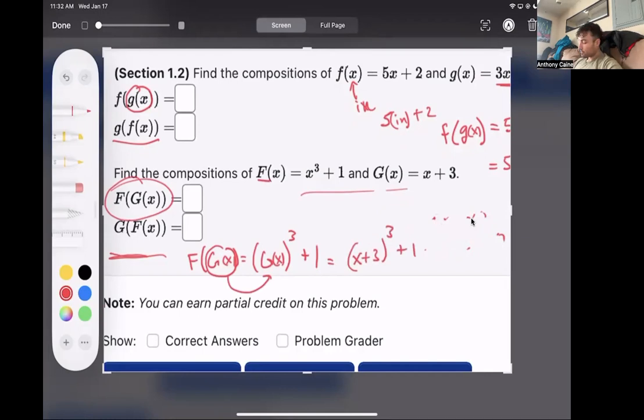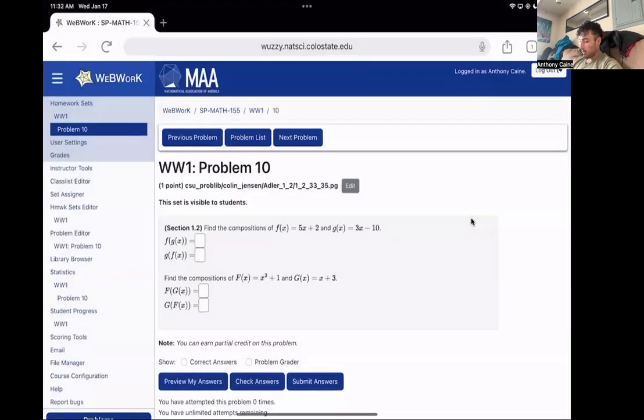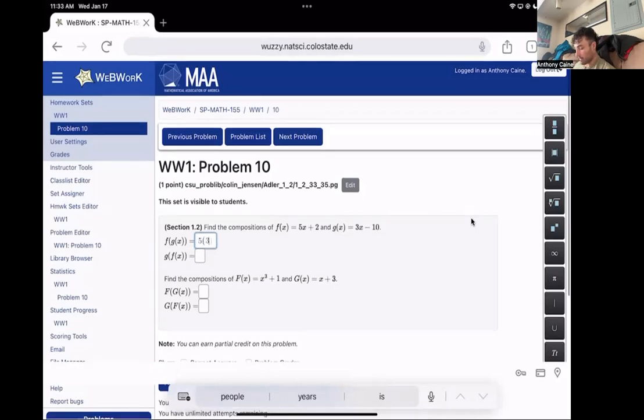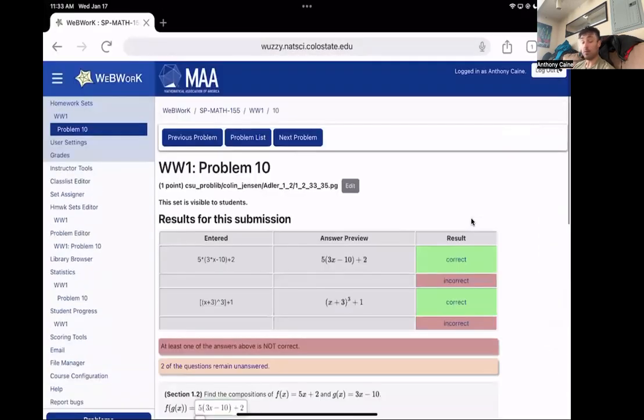Okay. So, all right, let's kill this, and we'll just enter them in real time. This is more or less how I would do it. So I would say, well, what does f do? F takes 5 times the inside. What's the inside? It's g of x. G of x is 3x minus 10. And then I should add 2. Similarly down here, what does f do? Well, it cubes something, and then it adds 1. What's the something that it cubed? X plus 3, because that's g of x, right? So I'm just going to go ahead and submit those, and hopefully you see how to do the other two. Right?